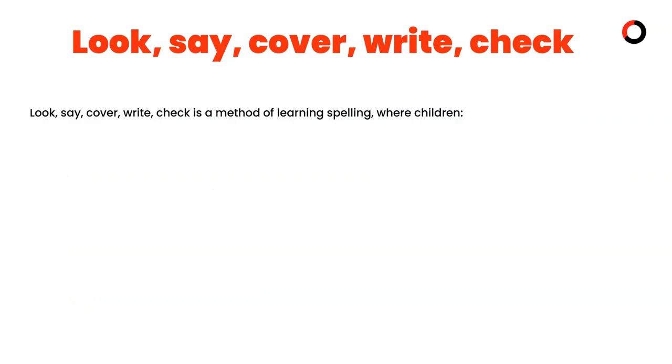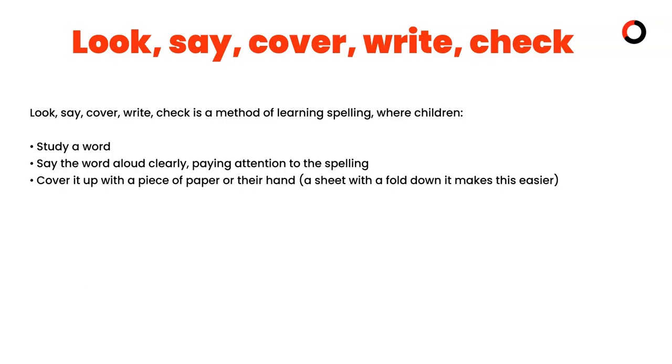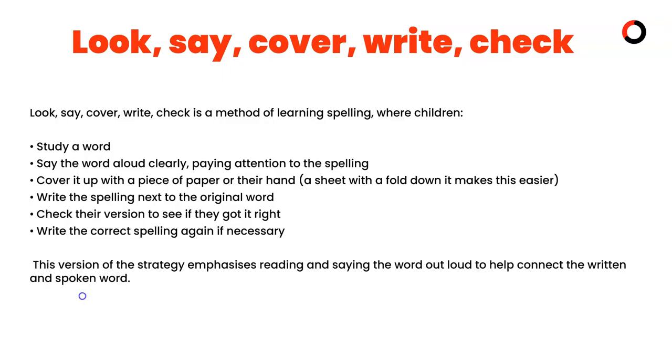The Look, Say, Cover, Write, Check is a method of learning spelling where children study a word, say the word aloud clearly, pay attention to the spelling, cover it up with a piece of paper or their hand, and you can use the template which is included in the resource folder. Write the spelling next to the original word, check their version to see if they got it right, write the correct spelling again if necessary. And this version of the strategy emphasizes reading and saying the word aloud to help connect the written and spoken word.